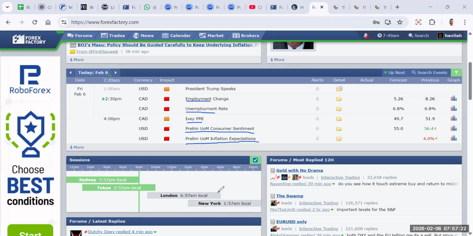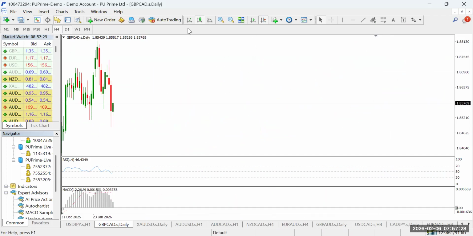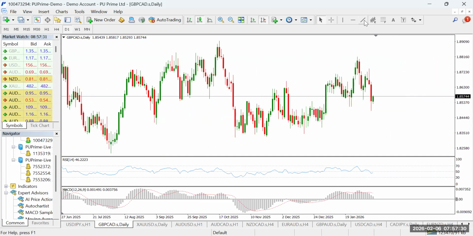All right, so I'll start with the card. Now, I'll be looking at the GBP card today for the news from Canada, and I'll start the analysis from the daily time frame. On the daily time frame, we can see price is in an uptrend with a support zone coinciding with that uptrend, making this region a confluence zone. So technically, we expect a move to the upside.